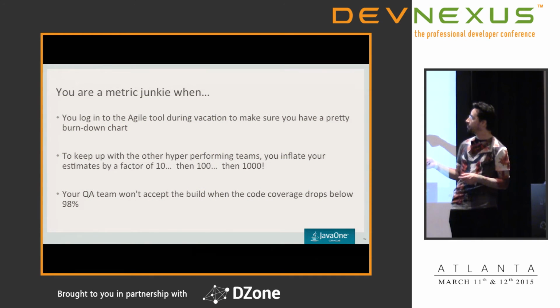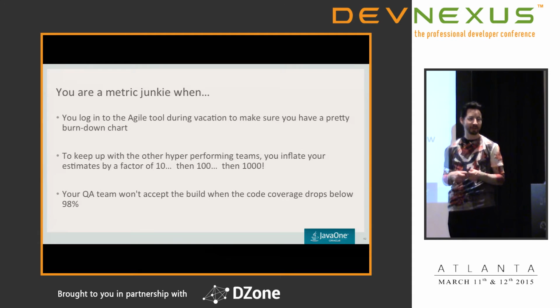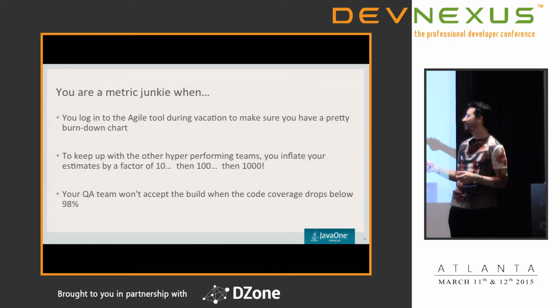So you're a metric junkie when you log into your Agile tooling on vacation to make sure you have a pretty burn down chart. Has anyone done this? I have done this too. Okay, keep up with other high-performing teams. You inflate your estimates by a factor of 10. Then 100, then 1,000. This is the secret.